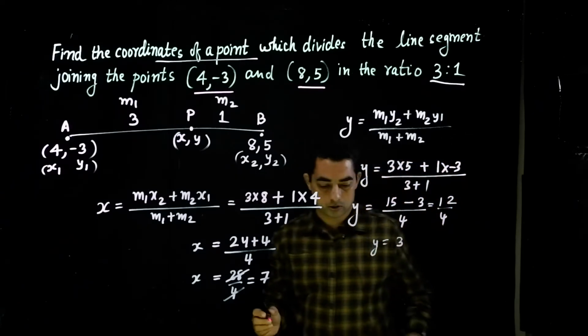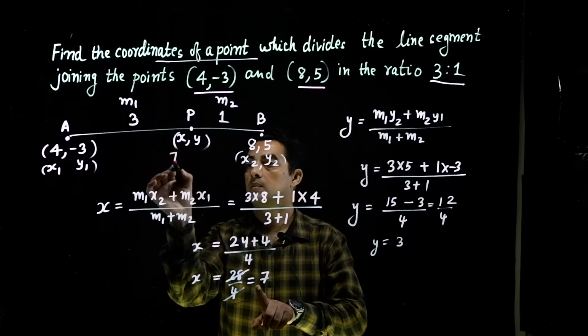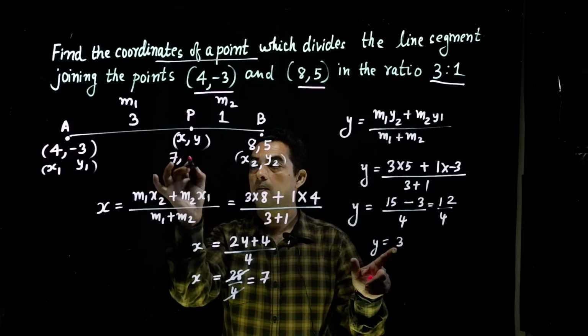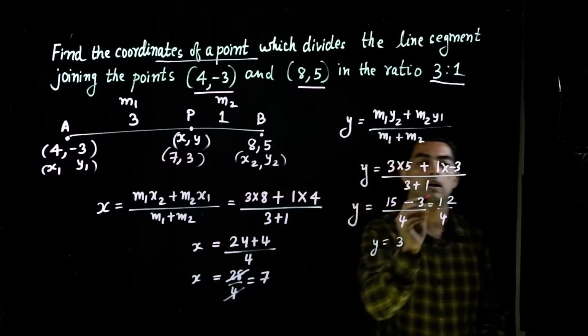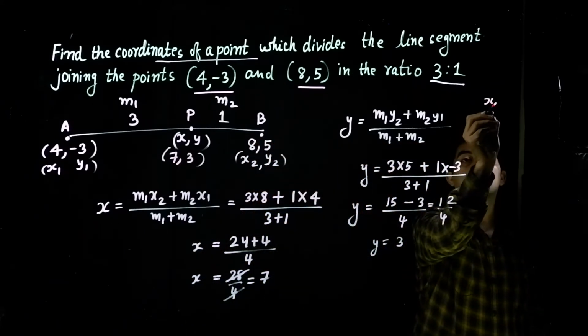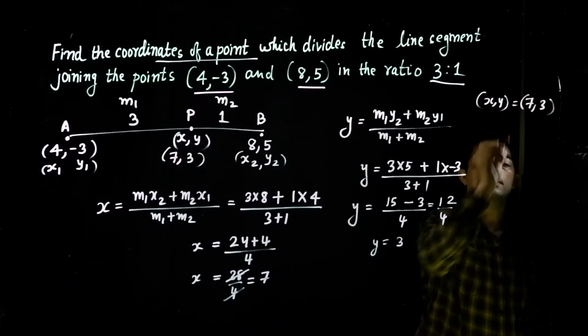So finally we were looking for the coordinates. So the coordinate has come out as 7 comma 3. Okay, so if you want to write down the answer, you can write it down. So our coordinate x comma y are 7 comma 3.